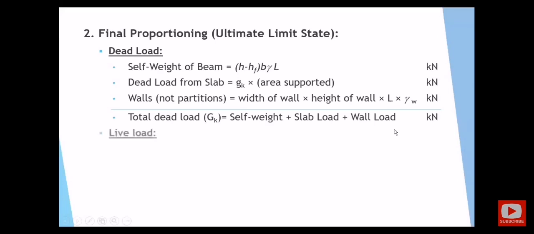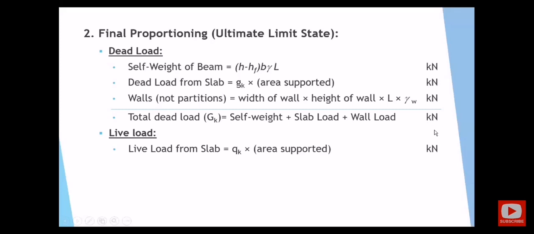Okay. Now you need to add the live load. Live load comes only from the slab. So it will be the live load multiplied by the area of the slab supported on the beam. It is similar to the dead load, but instead of using the dead load, we use the live load. Usually live load is in kilonewton per meter square. It could be 2 kilonewton or 3 kilonewton per meter square, multiplied by the area supported. And in this case, you will get the load in kilonewton.